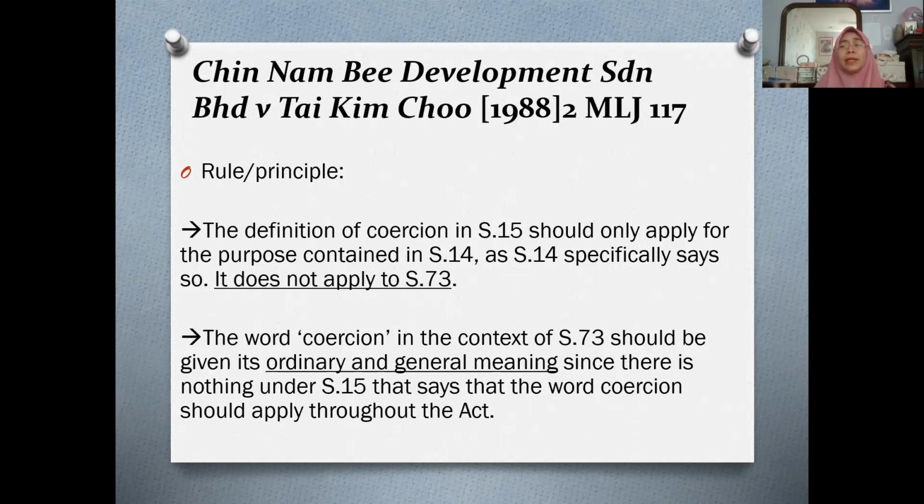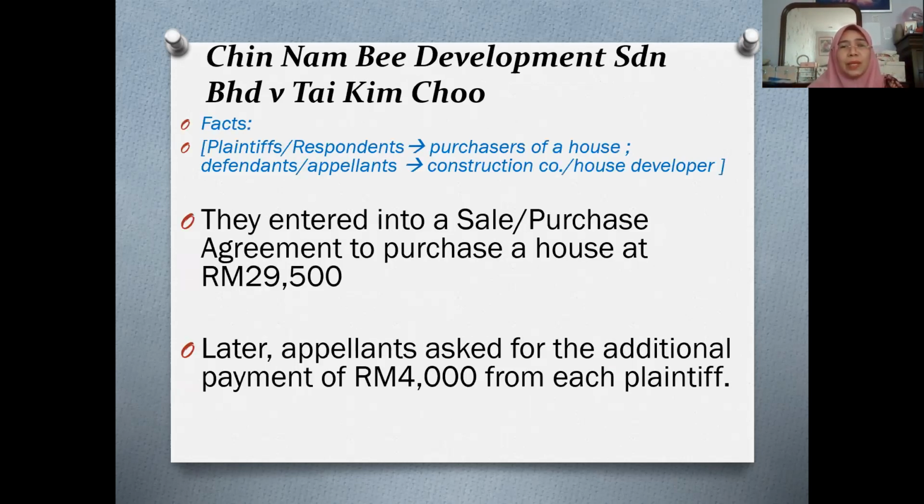So what is the meaning of the word coercion in section 73? The court said it should be given the ordinary and general meaning of the word as it is. No need to relate it with unlawful detention, and no need to prove it is under the Penal Code. What is the reason for this finding? Because nothing in section 15 says that this particular scope is applicable throughout the Act. So section 73 stands on its own, despite the words "under coercion" being used. No connection with section 15.